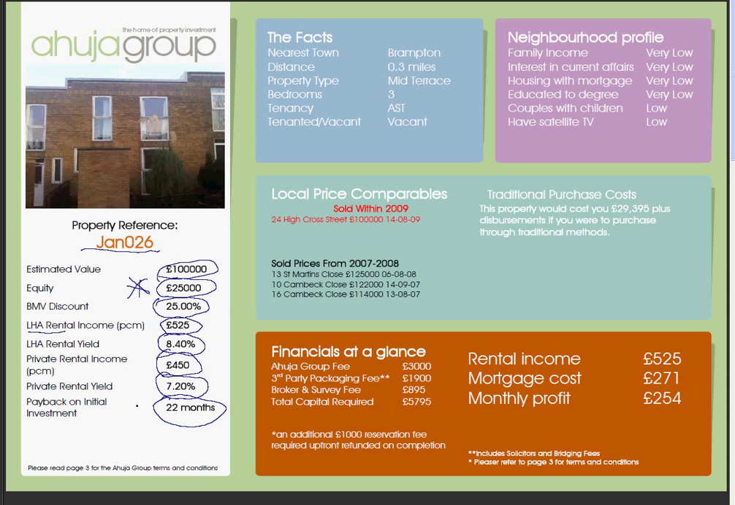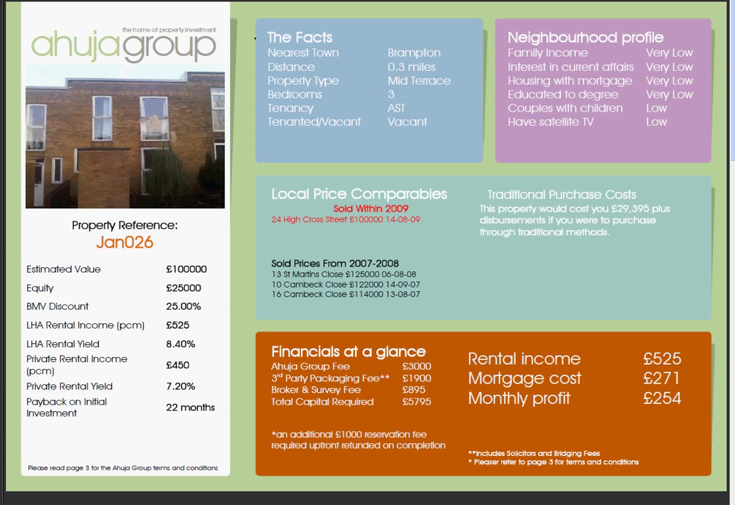So in this case, if we flip over to here, financials at a glance, you can see the total capital required here is 5795, and the monthly profit here is 254. So effectively it will take you 22 months to get all your initial capital back, and then after that the rest is all profit. Okay, let me just clear that all now.